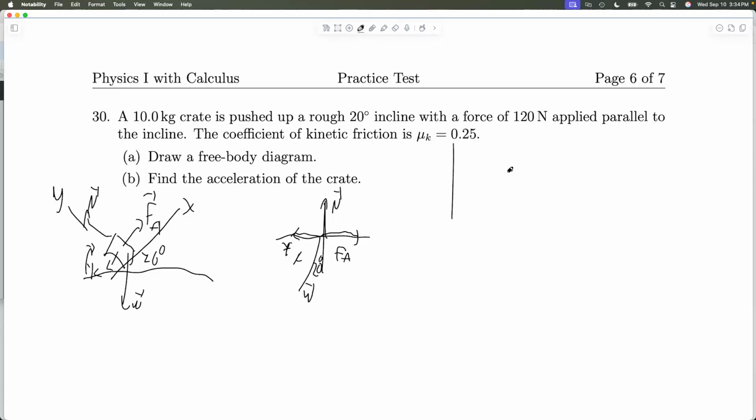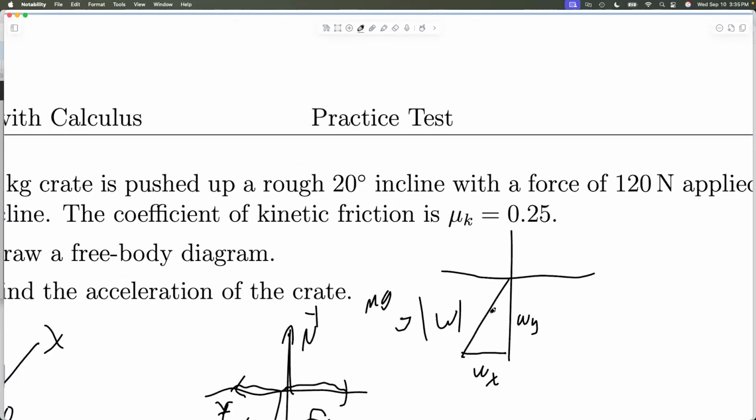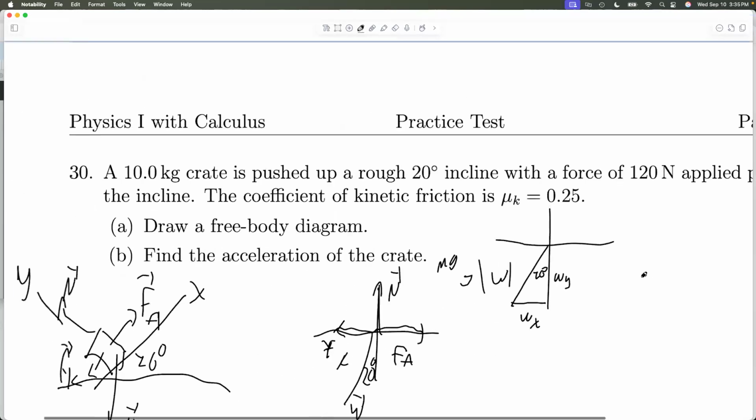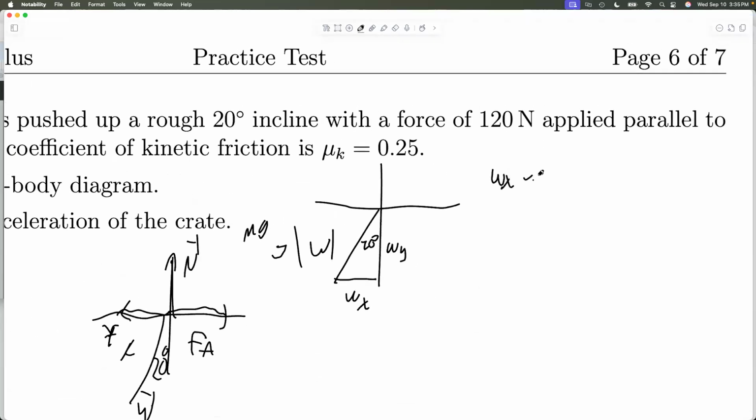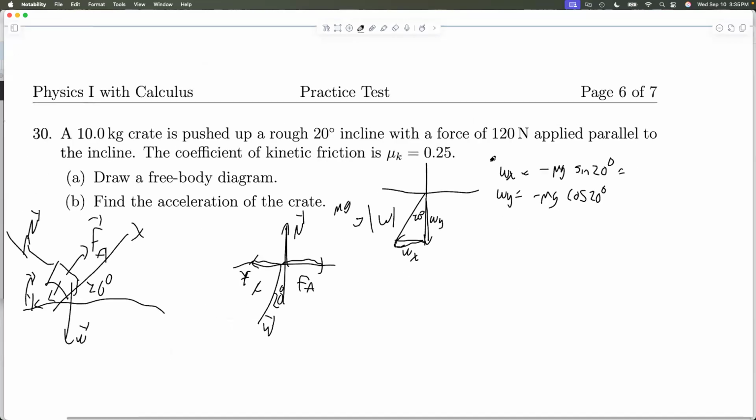Okay, we got to break that weight vector up into components. Here's the magnitude, which is mg. This is Wx, this is Wy, and this is 20 degrees in here. Then Wx will be negative mg sine of 20 degrees. Wy will be negative. They're both negative. We see that from the picture. Look at this, I'm pointing backwards and I'm pointing down. Cosine of 20 degrees.